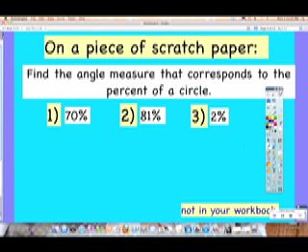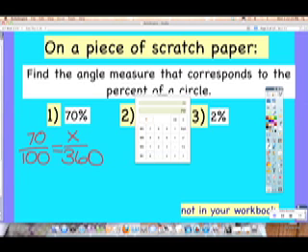70 over 100. Okay, 70 over 100, got it. Equals x over 360. Okay, Josh, make sure I do this right. Make sure you agree with me. So we've got 70 times 360, divide by that 100. Josh, will you call on someone to explain number 2 to me, please?